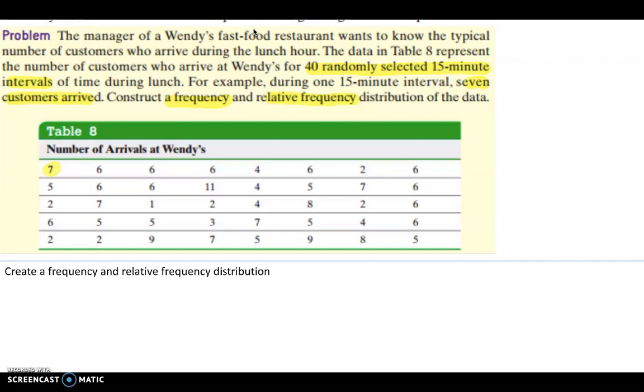So remember that when we're talking about frequencies and relative frequencies, we're going to count up the number of times a certain event occurs, and then look at those proportions. So we're going to build this thing in StatCrunch.